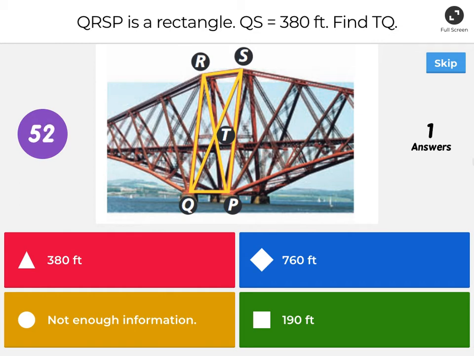QSRP is a rectangle. QS is equal to 380. So QS is 380. Find TQ, which is this right here.